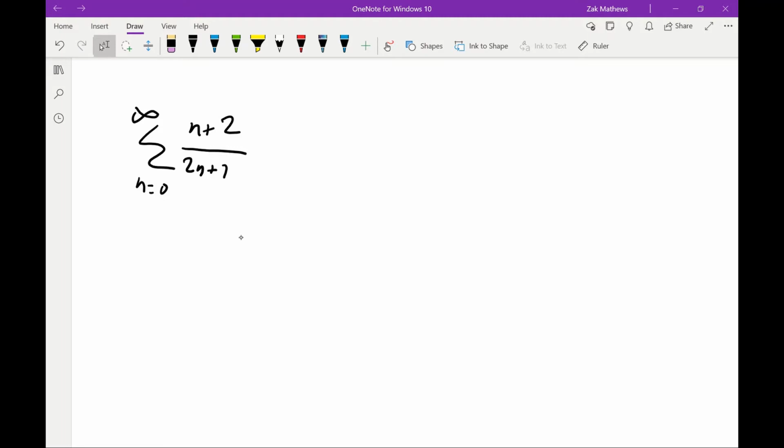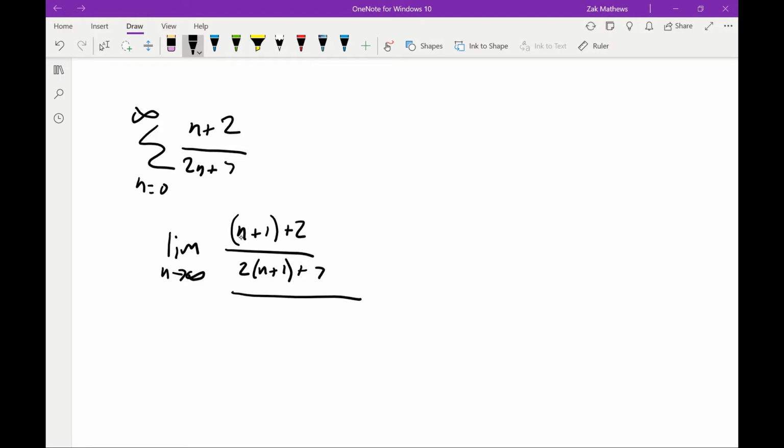Let's use our ratio test. So I'm going to take the limit as n goes to infinity of n plus 1 plus 2, because we have to start with that n plus 1 case, over 2 times n plus 1 plus 7. That was a 7, actually. Sorry, I can't read my own writing. Not that it really makes any difference, just a different constant. Divided by the original case, n plus 2 over 2n plus 7. That's all in the absolute values.